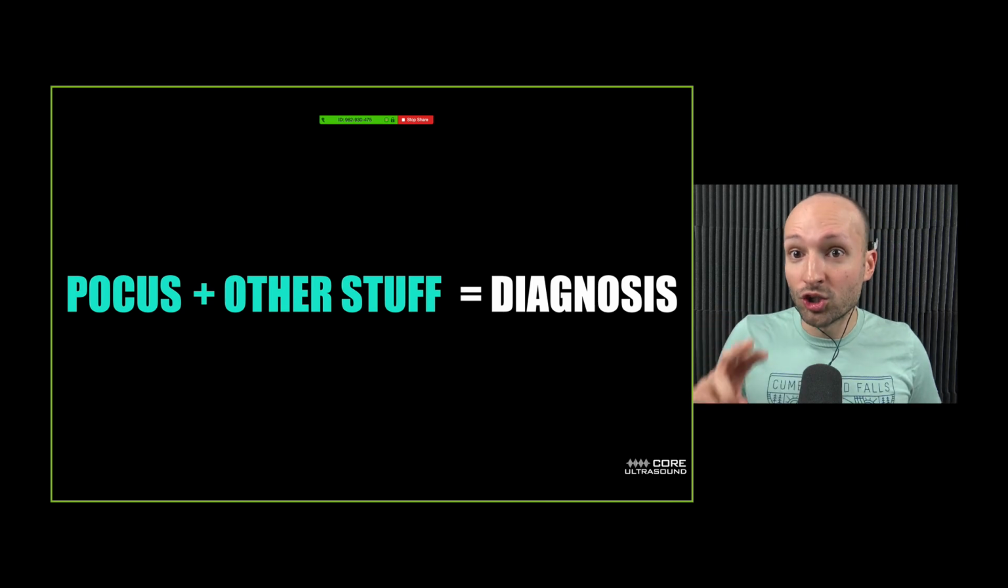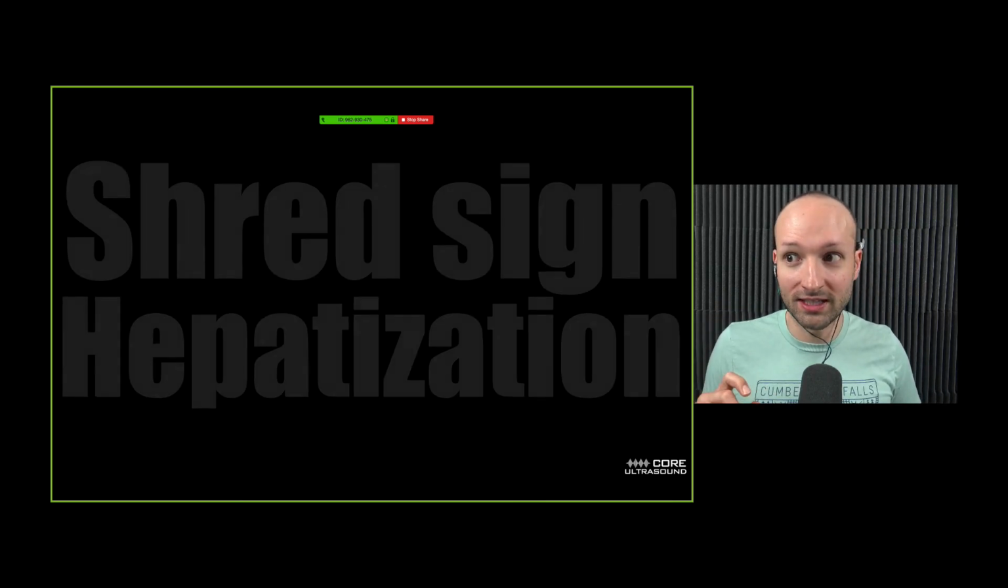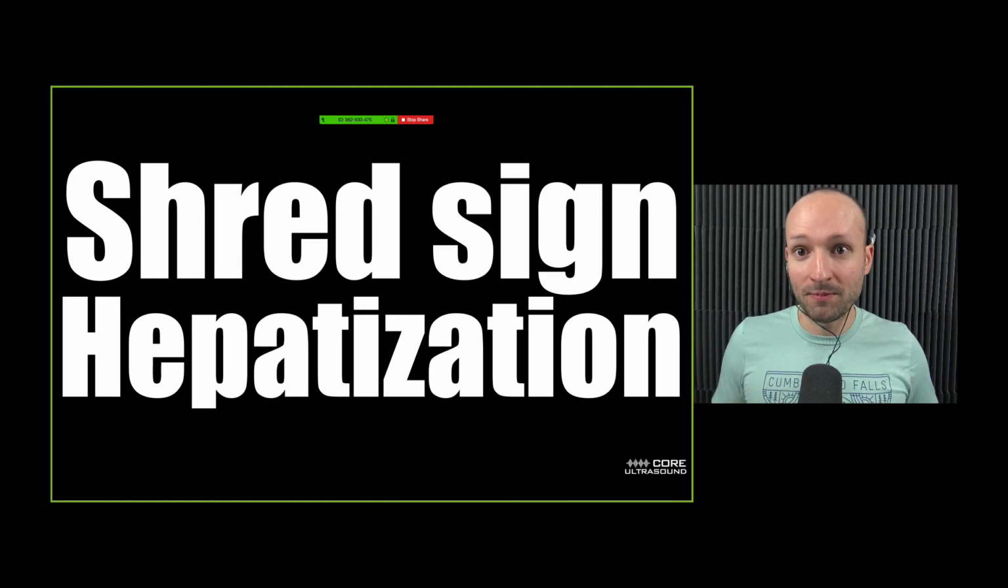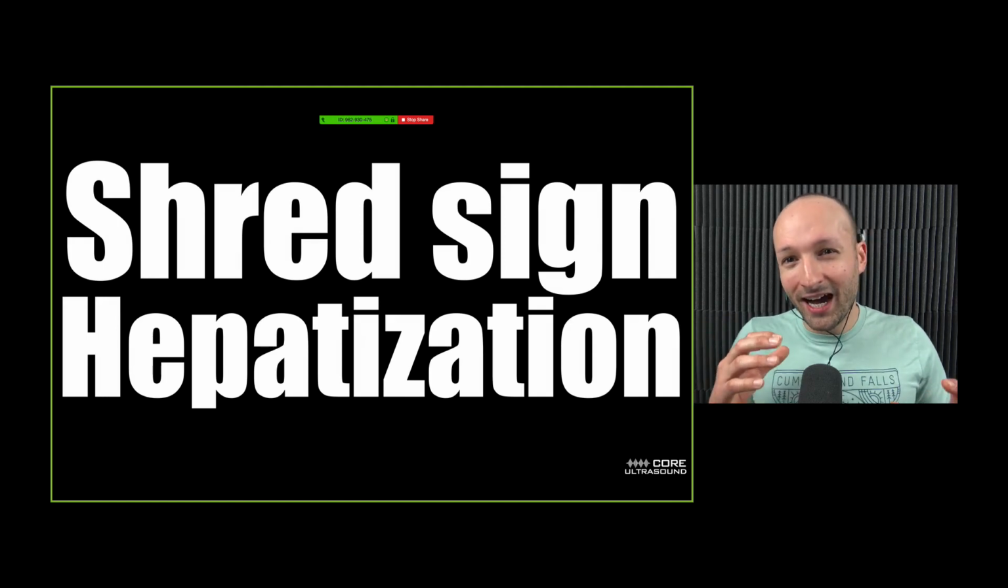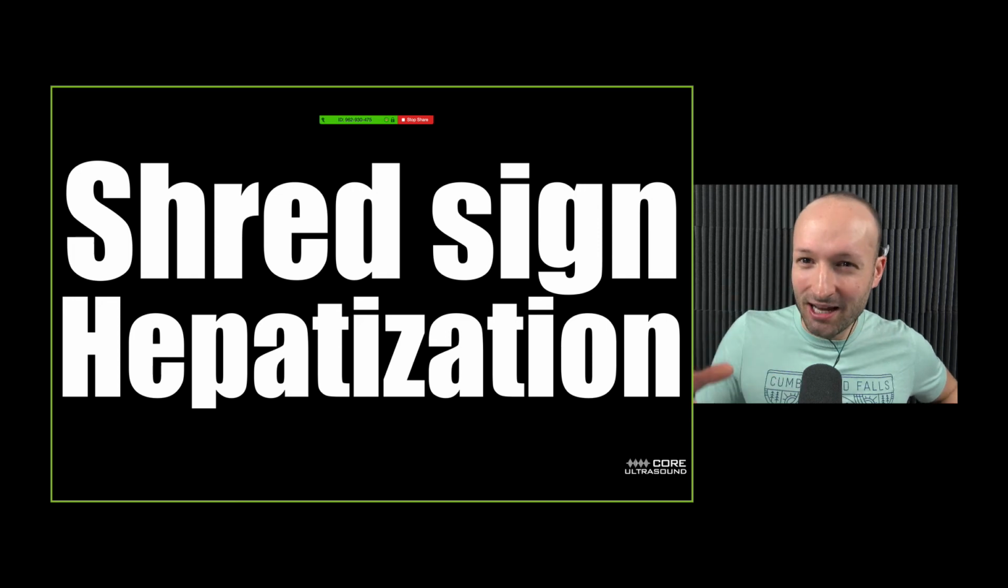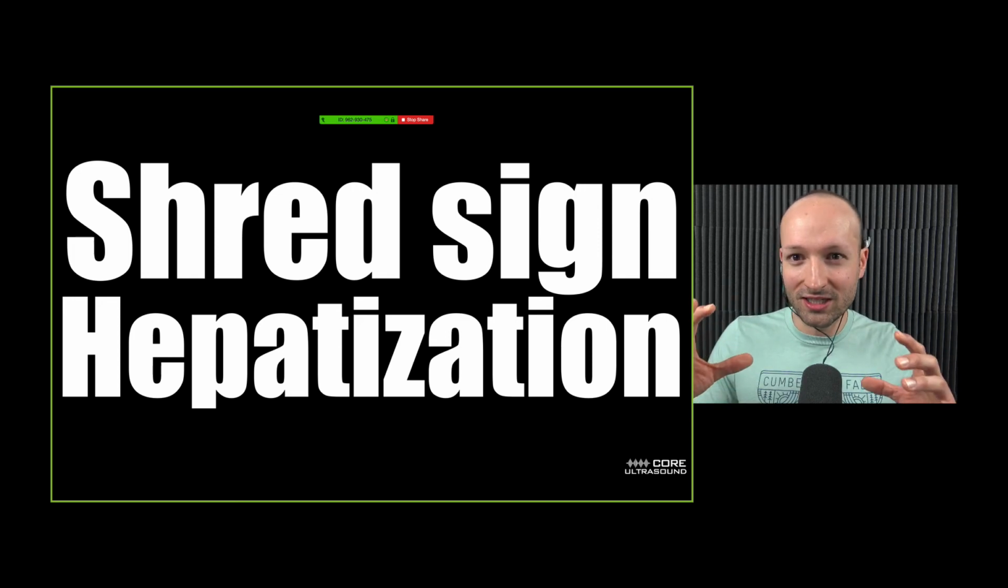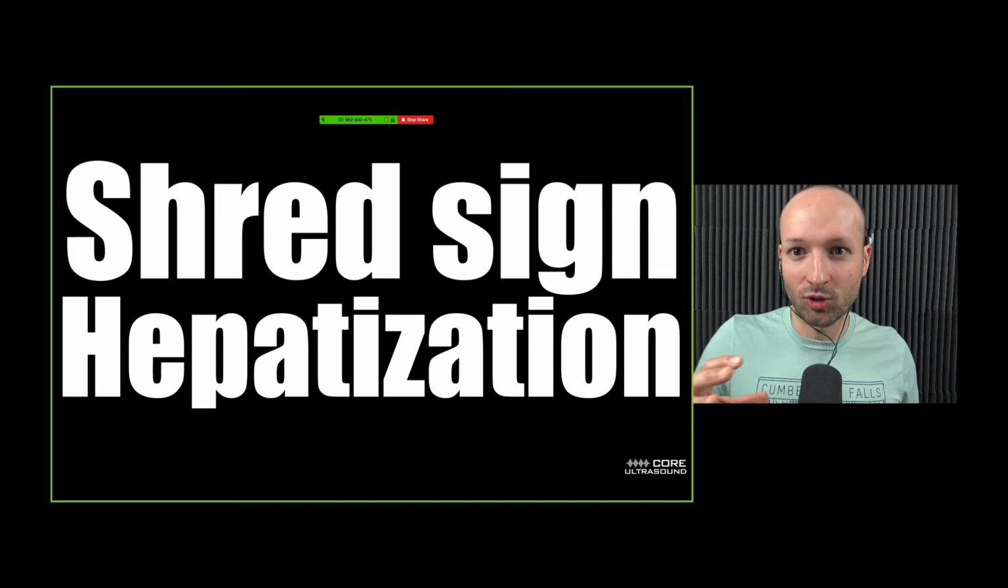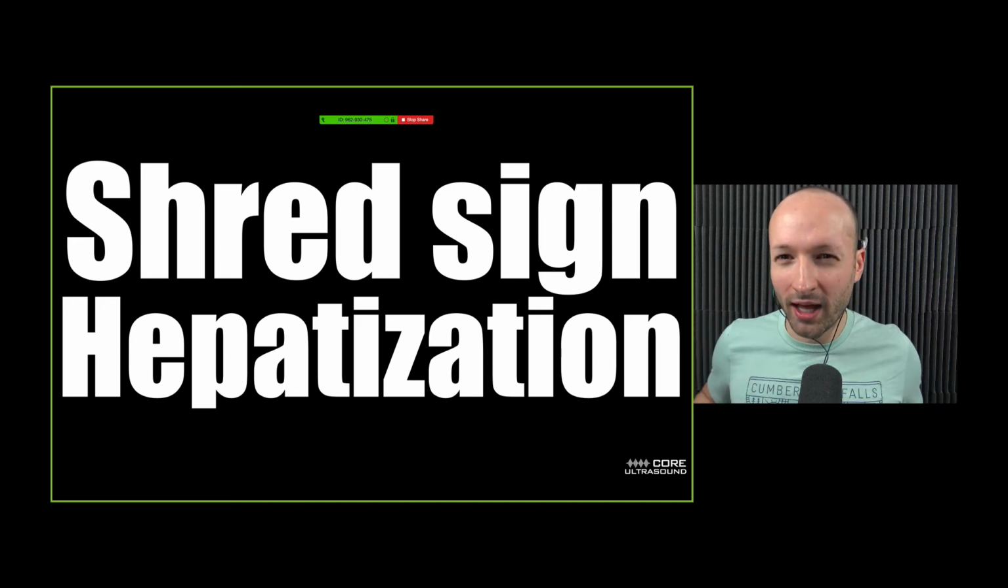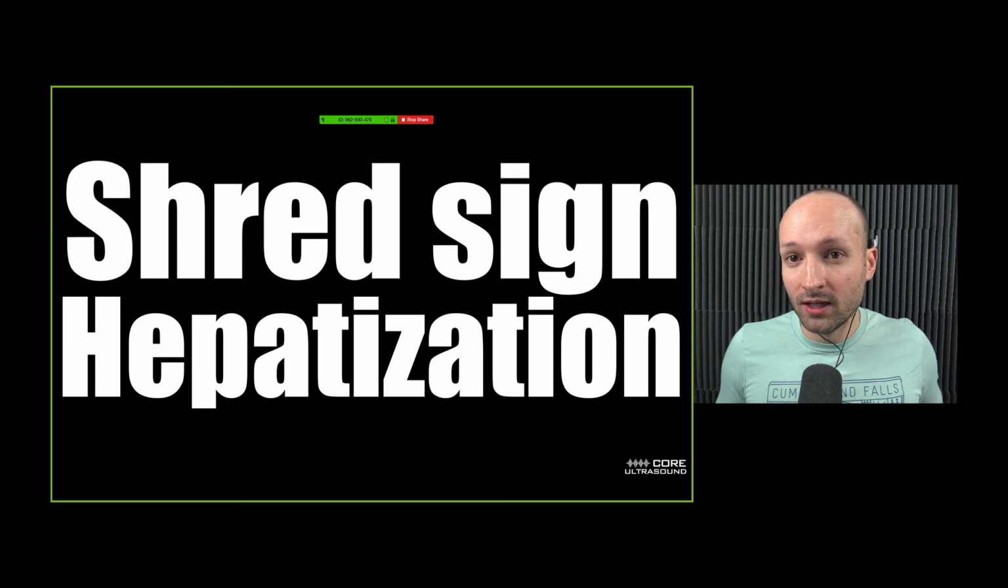Now, there are two other signs that are talked about in the literature that I have to mention. It's these two things, a shred sign and then hepatization. I don't usually think about these as separate things because to me, they're just describing things that are already described. So a shred sign, what it is, is the white outline of a border of a consolidation.